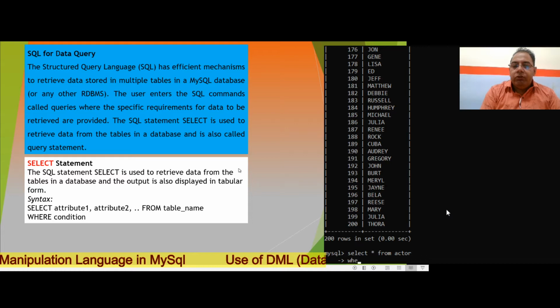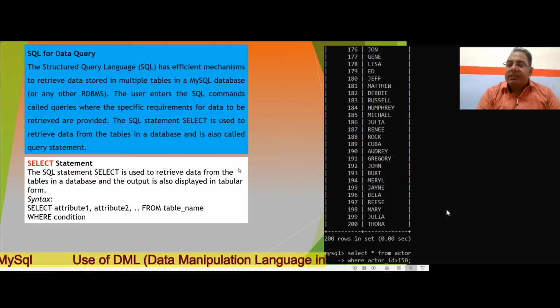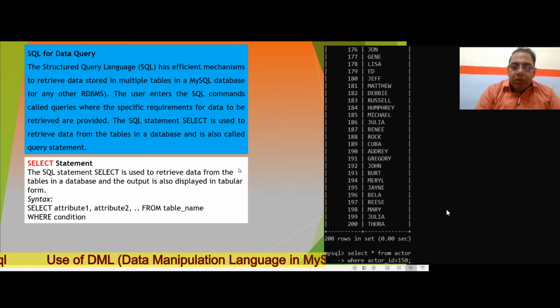Then I will use a clause where, and I will write down the name of the column, actor_id greater than 150. Then put the semicolon here. Remember that I have used the where clause to get the required rows only. Select star means it will display all the columns. Columns will be all, but rows will depend on a particular condition.